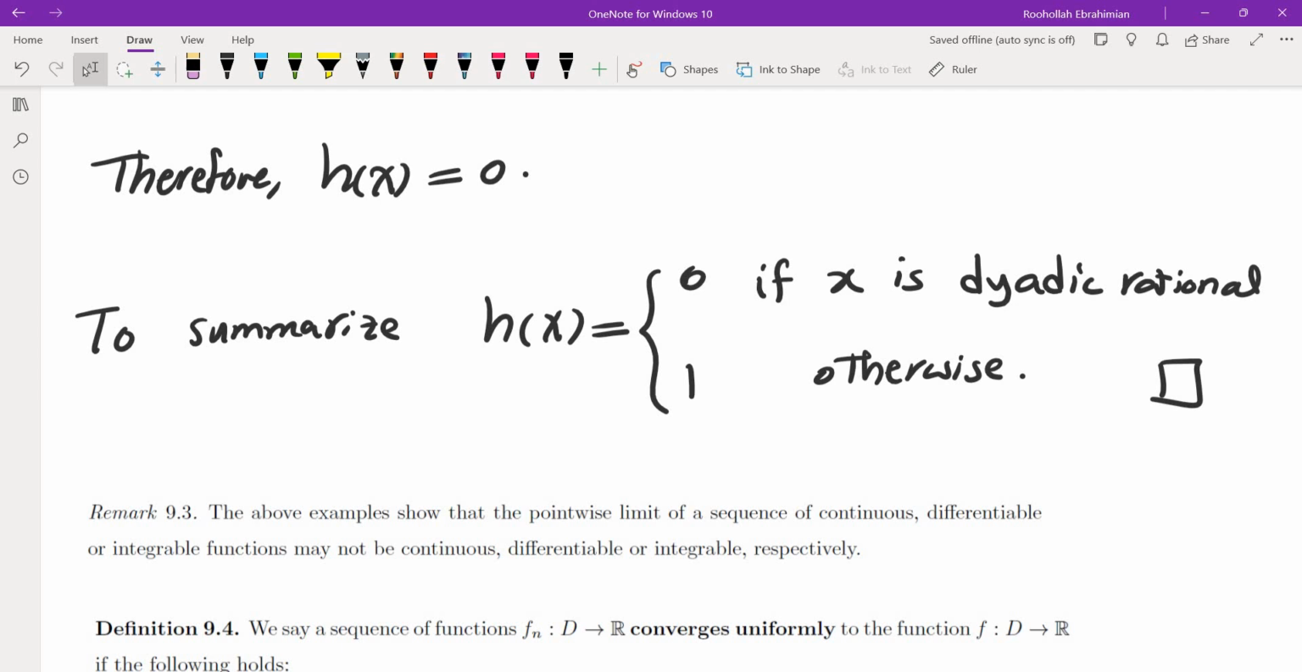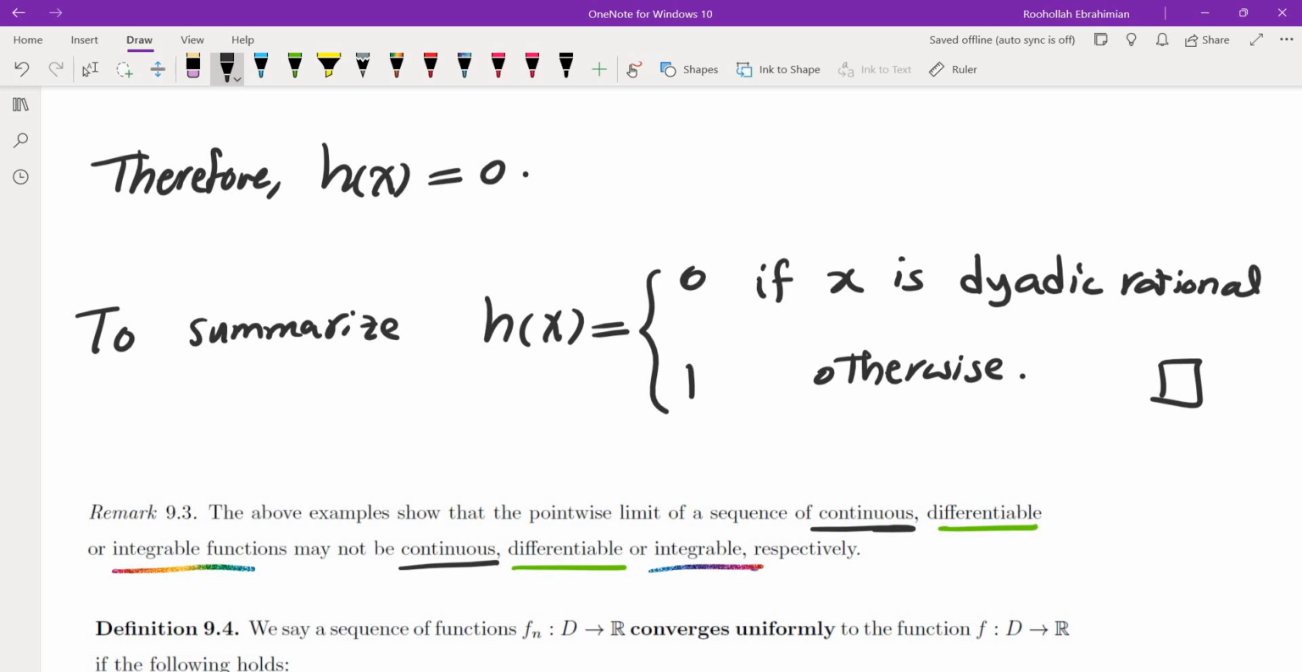So bottom line is, we have sequences of continuous functions where the limit is not continuous. We have sequences of differentiable functions where the limit is not differentiable. And we have sequences of integrable functions where the limit is not integrable. So in other words, this pointwise limit that we talked about is not a very good definition. It's not very useful. It doesn't translate the properties of the sequence to the limit.